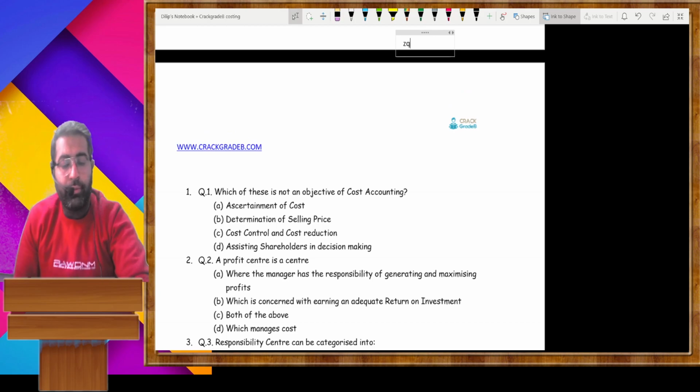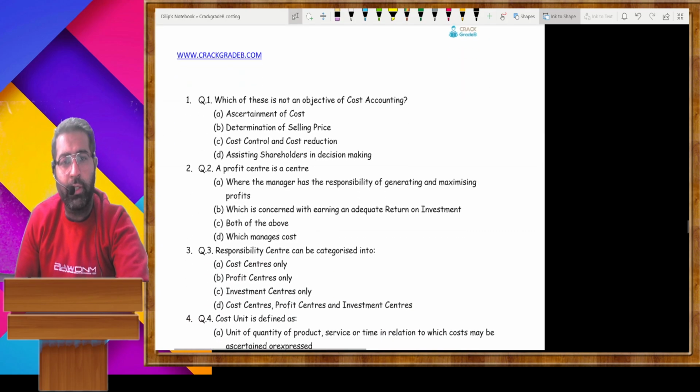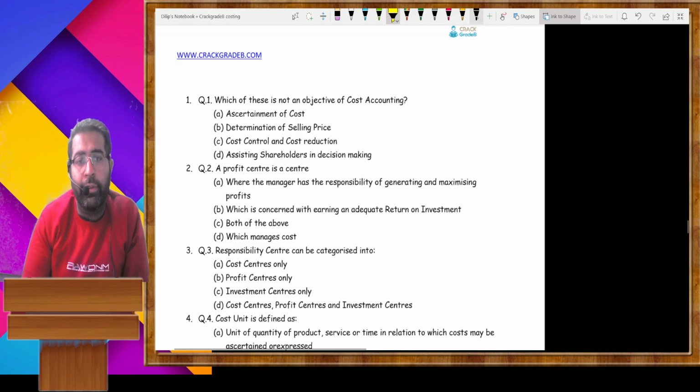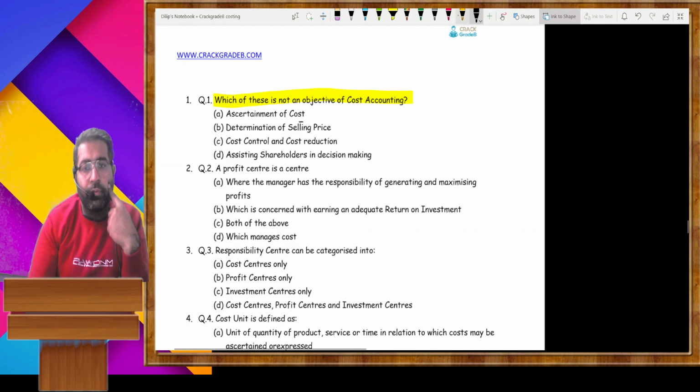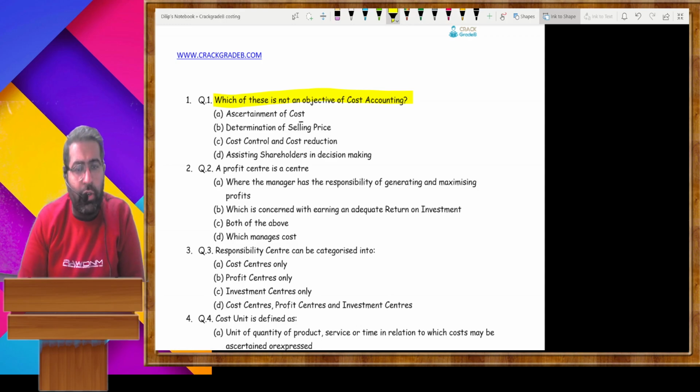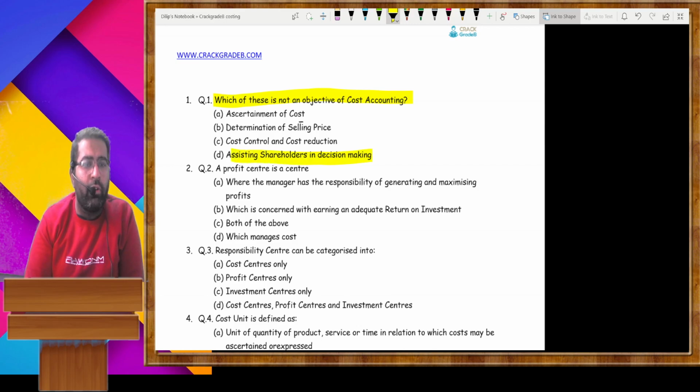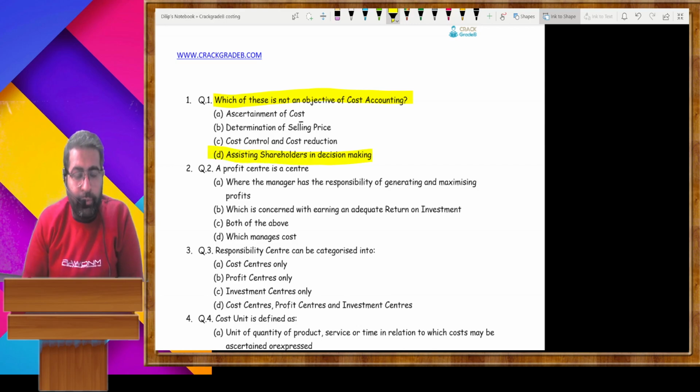Okay, students. So we are going to start some objective questions. Look at here. Listen very, very carefully. Which of these is not an objective of cost accounting? Ascertainment of cost is a part. Determination of selling price is also a part. Cost control and cost reduction. Assisting shareholders in decision making. So it is not the objective of cost accounting.